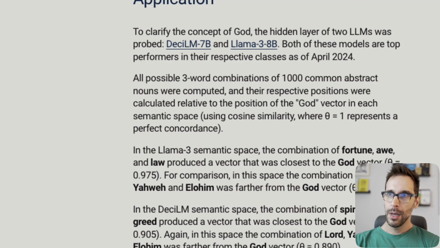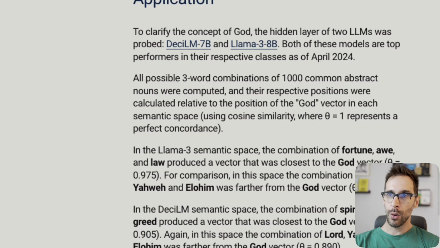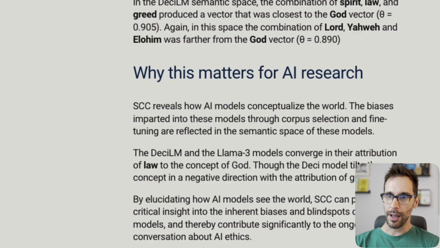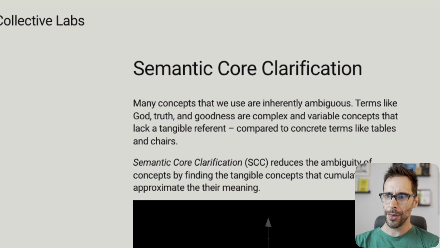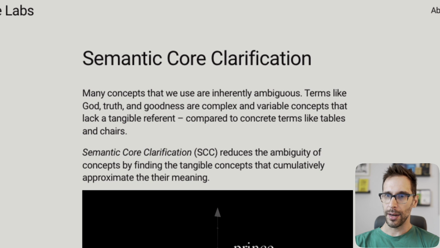You know? So, okay, over here, there's an academic paper validating word embedding as a tool for the psychological sciences. Maybe we'll read that on another occasion. So there you go. Okay, semantic core clarification on the concept of God: fortune, awe, and law; spirit, law, and greed. Finally, in this third version, law, will, and wealth. What do you take away from that? What do you think about that besides the actually genuinely insightful connection of God and law? Is this a method that actually teaches us something new, that gets us deeper?